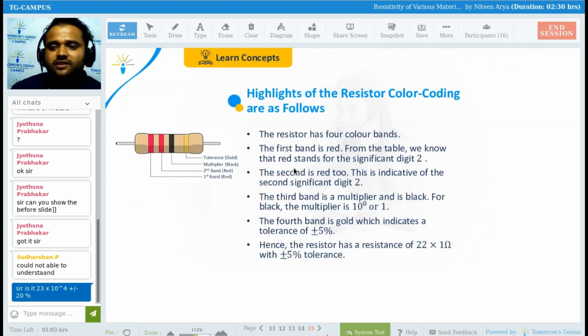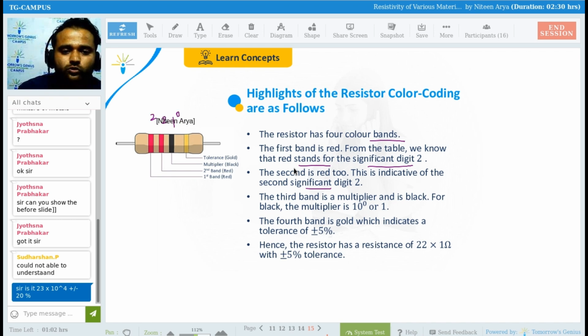So these are the highlights of this particular resistor color coding, as follows. The resistor has 4 color bands. The first band is red. From the table we know red stands for the significant digit 2. The second band is red too, so the second significant digit is also 2. The third one is the multiplier, 10 to the power. Here it is black, so it is 0. It is 2, it is 2, and then it is gold. Because it is written over, tolerance is gold, so that is 5%.